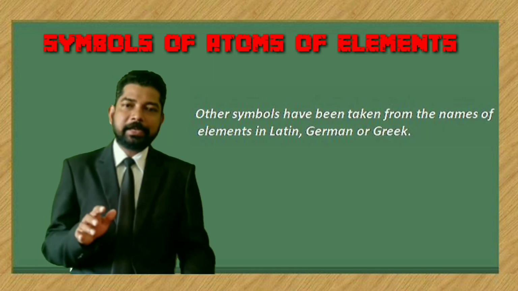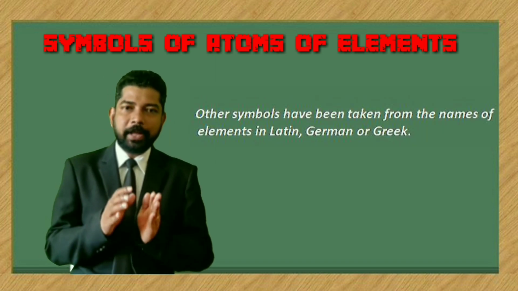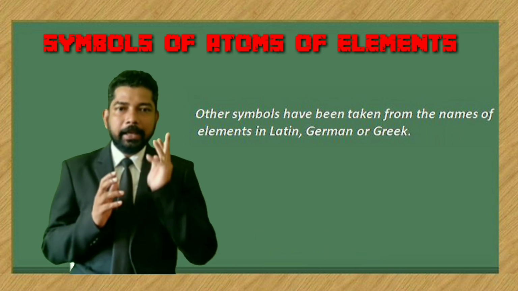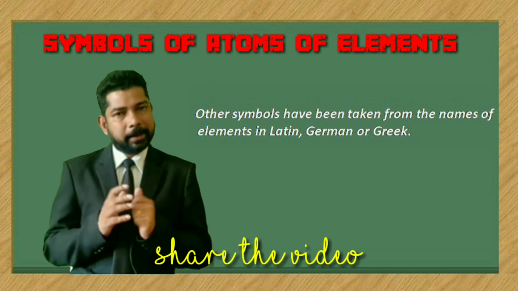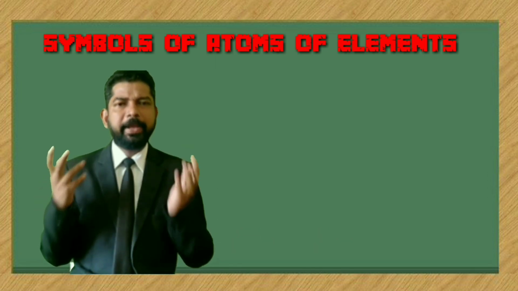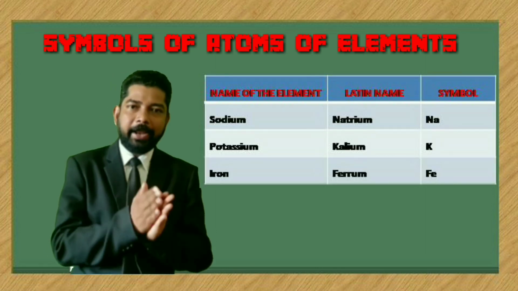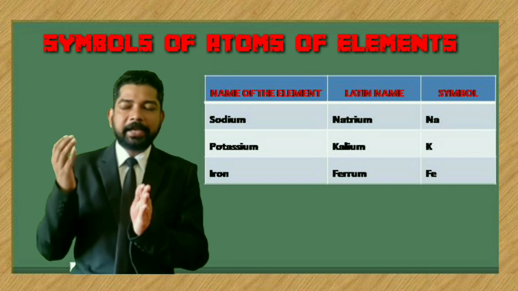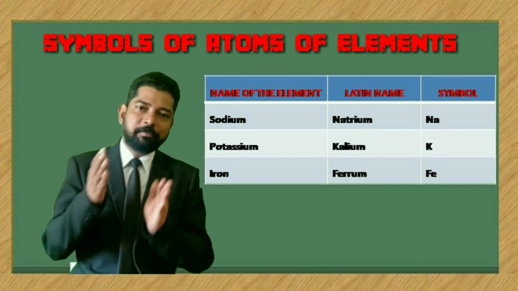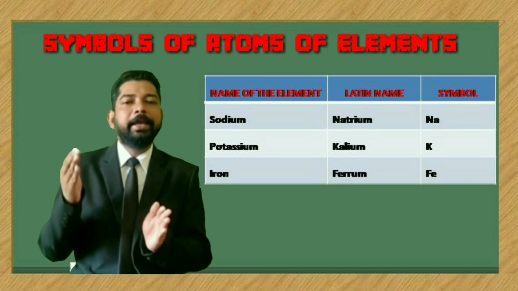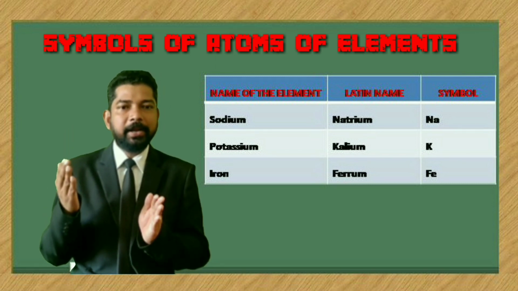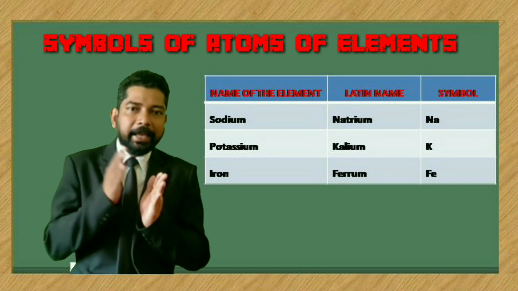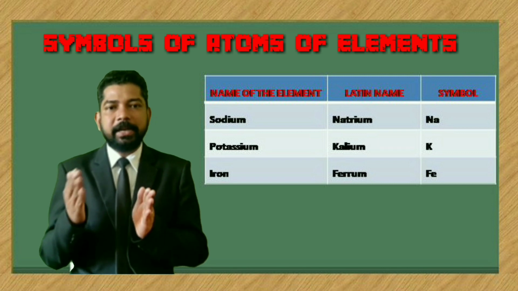Symbols of other elements have been derived from the names of the elements in Greek, Latin or German languages. Many examples we have. Iron, the symbol of iron is Fe. Fe is derived from the Latin word ferrum. And the symbol of sodium is Na. It has been derived from the Latin word natrium. And the symbol of potassium is K. It is derived from the Latin word kalium.